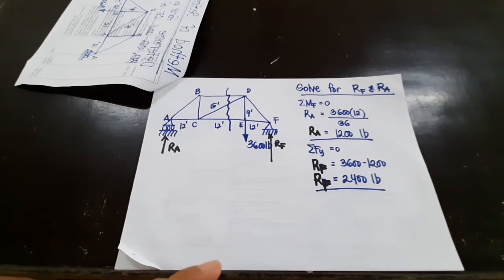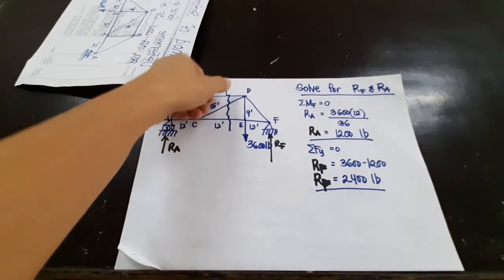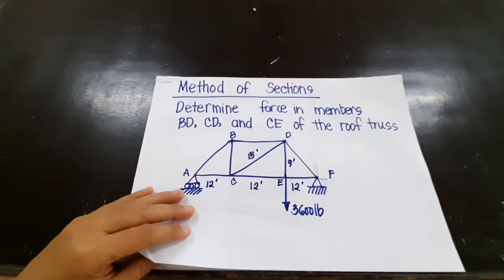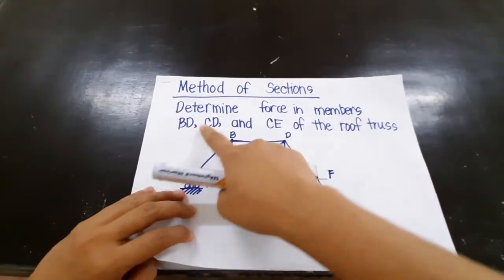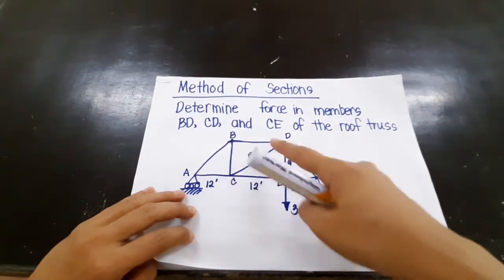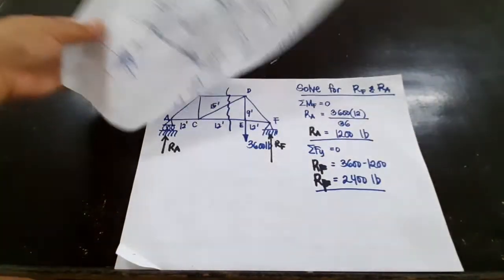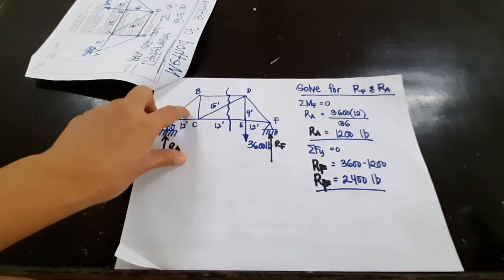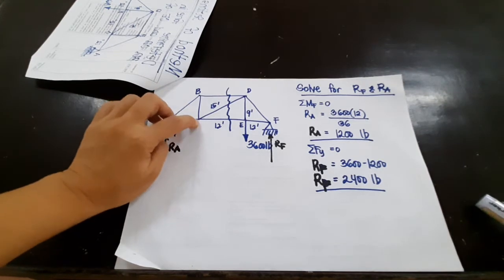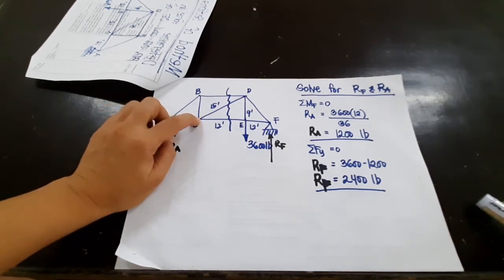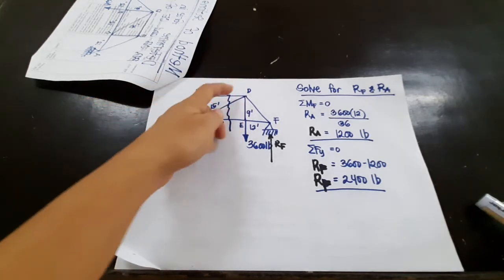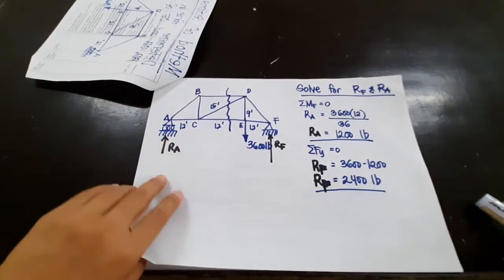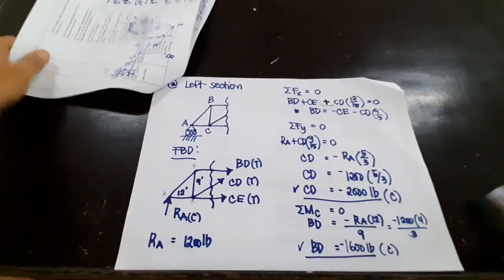Since it is the method of sections, we create a section through members BD, CD, and CE. And that is what we are looking for, the forces in members BD, CD, and CE. Instead of solving by the method of joints, using joint C or joint B or joint D, we can directly solve for these members by using the method of sections. So the next thing is we consider the left section.